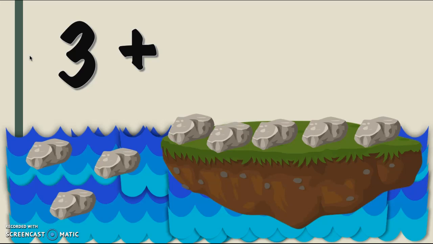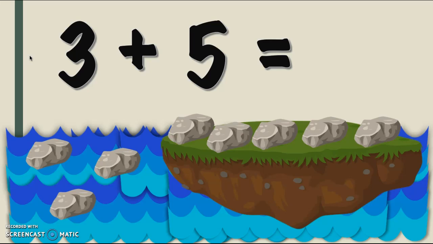How many rocks did I have on the land? Yeah, you can go ahead and count them. Perfect. I had 5. All right, so now I have 3 plus 5. See how I added my 2 parts together? And I want to do an equal sign because I want to know how many rocks I have all in all.